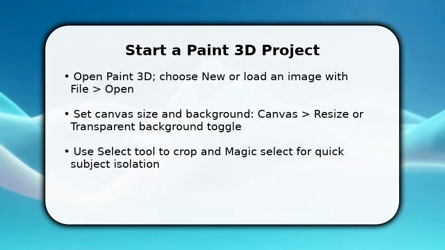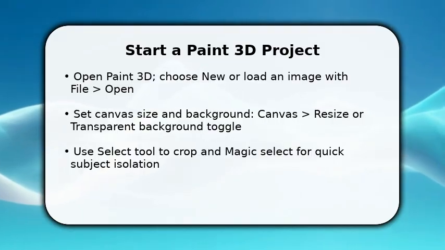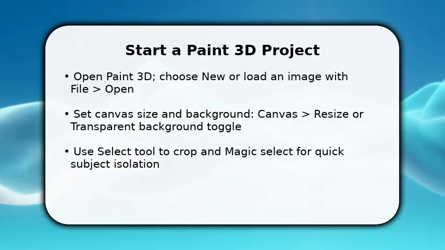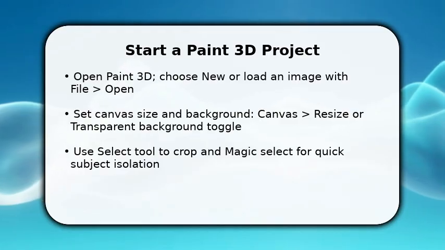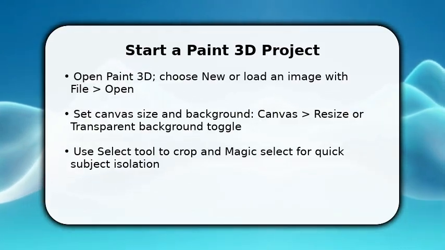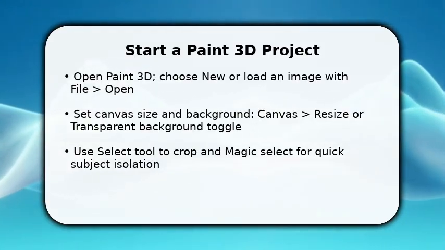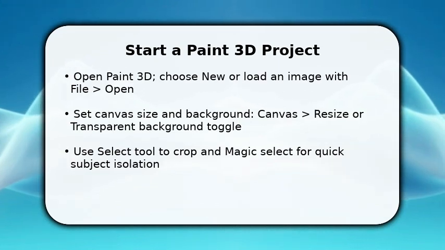Use the Select tool to crop unwanted areas, then apply Magic Select to isolate a subject and remove its background. Make sure to confirm edges and refine the selection. This creates clean layers for the edits that follow and saves time when you start adding effects or painting.